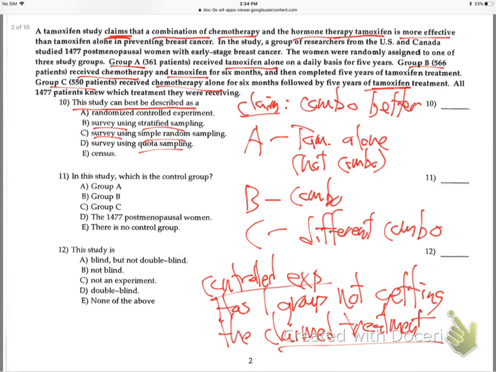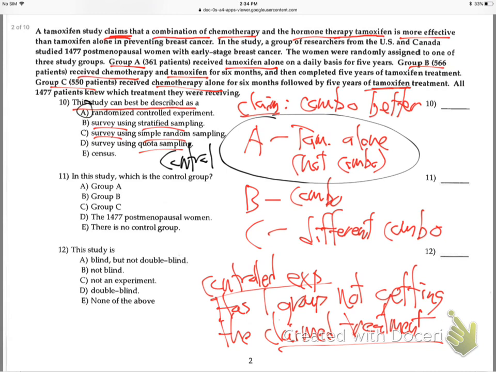What's the claimed treatment? Combo better. So is there a group here not getting the combo? Yeah, A. A's not getting the combo. They're getting something, but they're not getting what we really think works. They're not getting the combo. See how tricky it is? Because you might think, well, they're getting something, they're not control. No. They are control because they're not really getting what we really think works, what we're claiming, the combo's better. A did not get the combo. They just got the tamoxifen. So they're the control group. We're trying to compare to them. So yes, A is right. This is a controlled experiment. We have a control group.